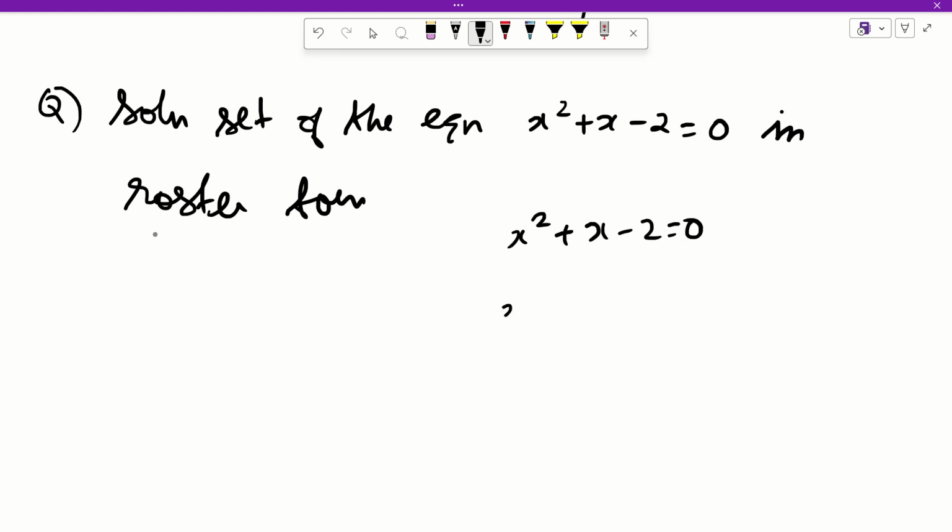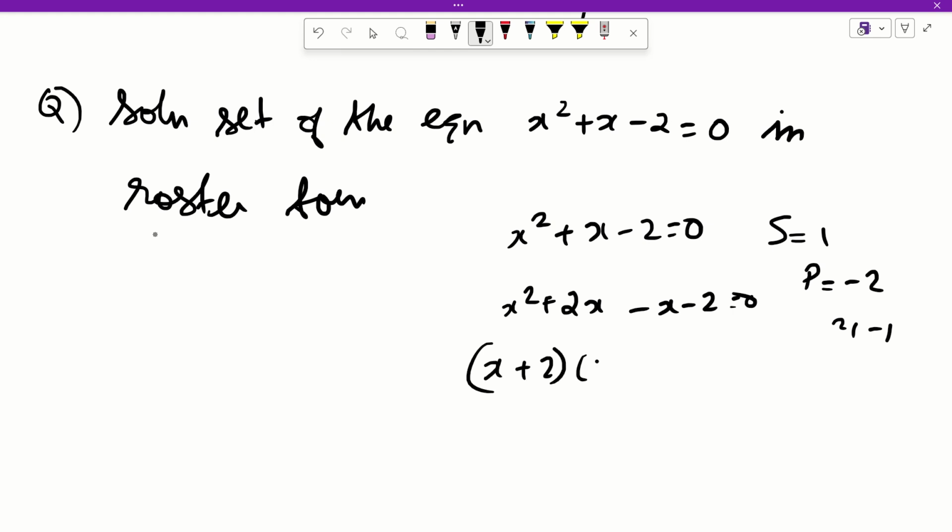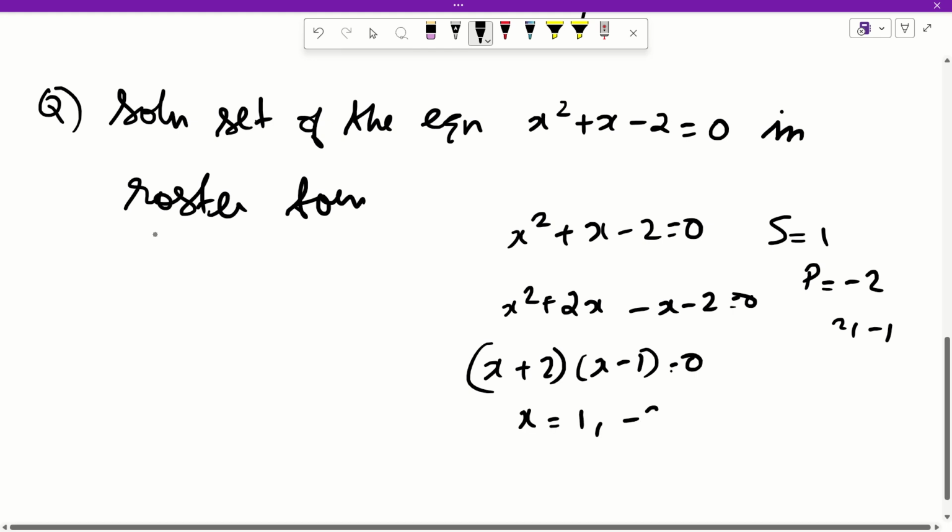We can write x² + 2x − x − 2 = 0, because the sum is 1 and the product is −2. So the numbers are 2 and −1, right? So we get (x + 2)(x − 1) = 0. So we get x = 1, −2. So the solution set will be A = {1, −2}. This is nice.